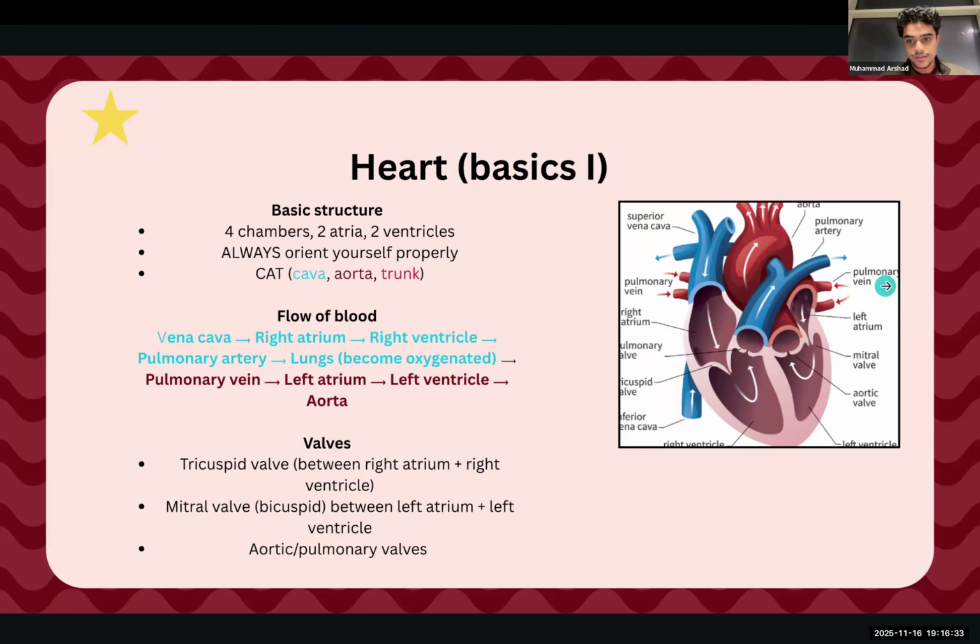Then you're going to have the blood come back through the pulmonary vein and into the left atrium, into the left ventricle, and through the aorta to the rest of the body. And this is called the systemic circulation. And the important part to know is that this blood is all oxygenated.